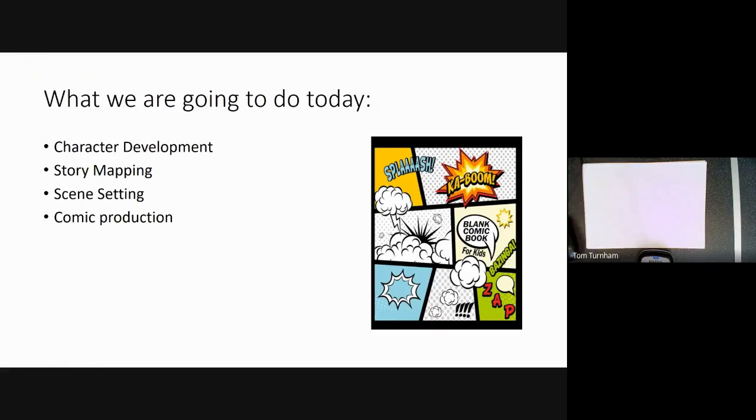So, in order to do that, we're going to think about our characters. We're going to map out our story. We're going to think about the scenes and setting the scenes, describing them. And then we're going to think about how we actually make comics.